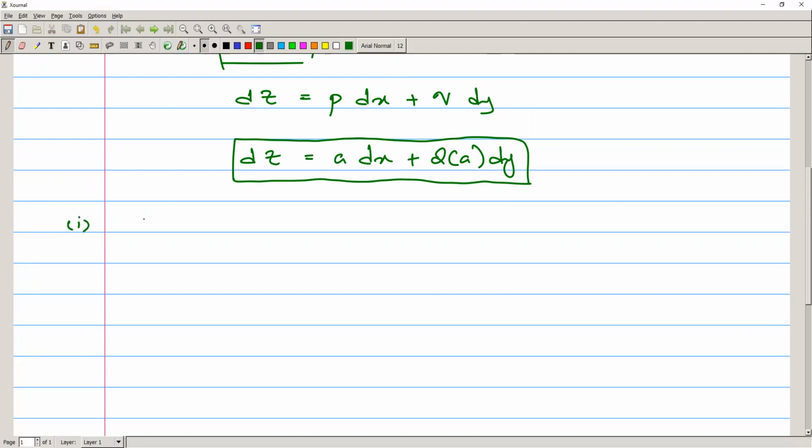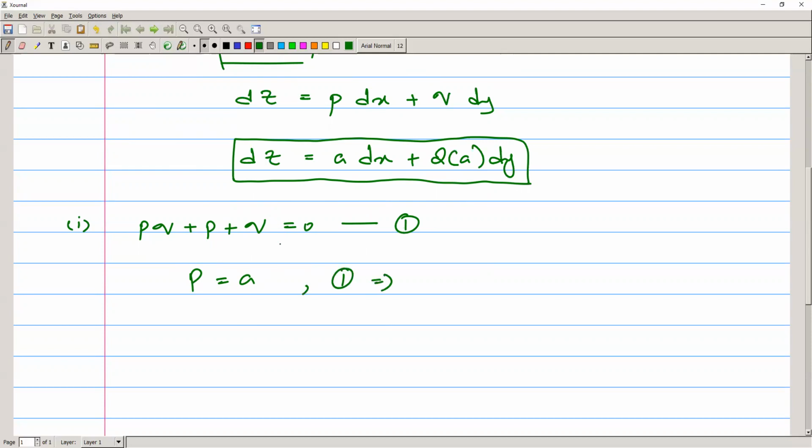We are given question number one, that is PQ plus P plus Q. So you can see that the function only consists of P and Q. There is no X, Y, and Z. So as mentioned in the method, we can say that P is equal to A. Now we can find Q in terms of P easily from equation number one.